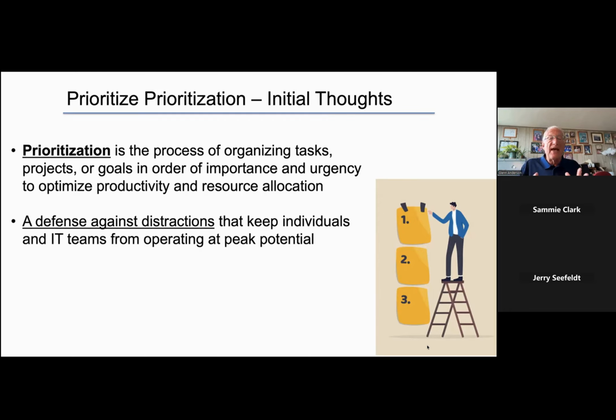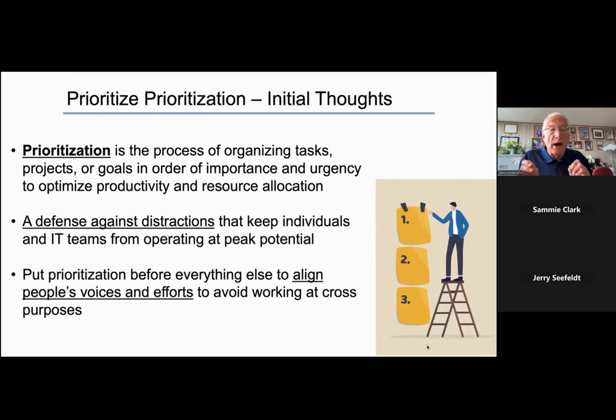Prioritization is a defense against distractions, the distractions that keep a team from working at their peak potential because everybody doesn't understand what is the most important thing. What should I be working on now? What is the right work to be doing? And that causes distraction. Prioritization helps you align people's voices and people's efforts so that you're not working at cross purposes. So one person on the team is working on what they think is most important, somebody else on the team is working on something else that they think is most important.